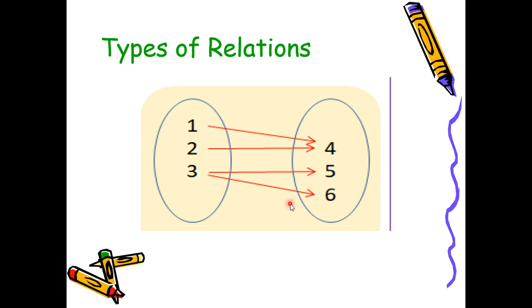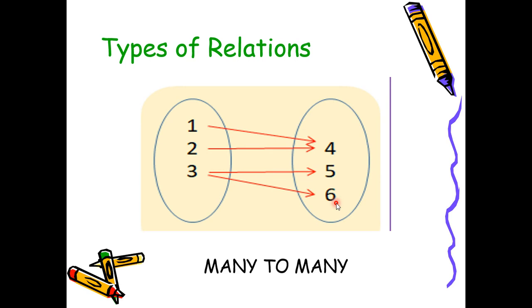Okay, look on this example. So we have the domain here, which is 1, 2, 3, and then the range, which is 4, 5, 6. So si 1 kay 4, si 2 din kay 4. Si 3 naman kay 5, si 3 din kay 6. What kind of correspondence is this? Many to many po, sir. So this is a many to many correspondence.